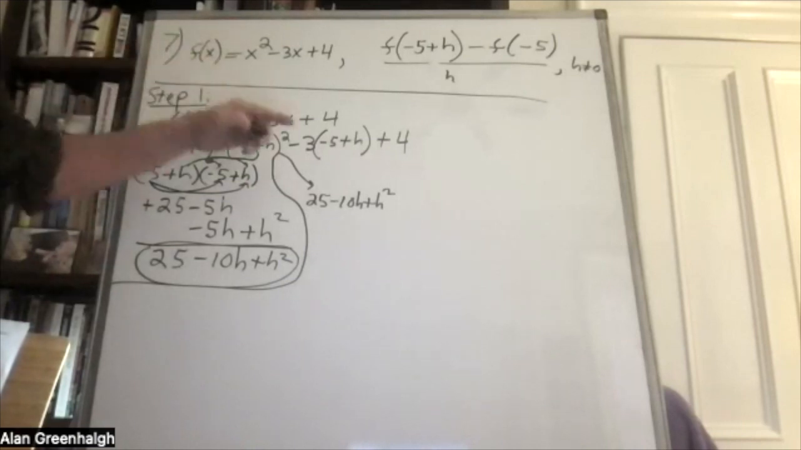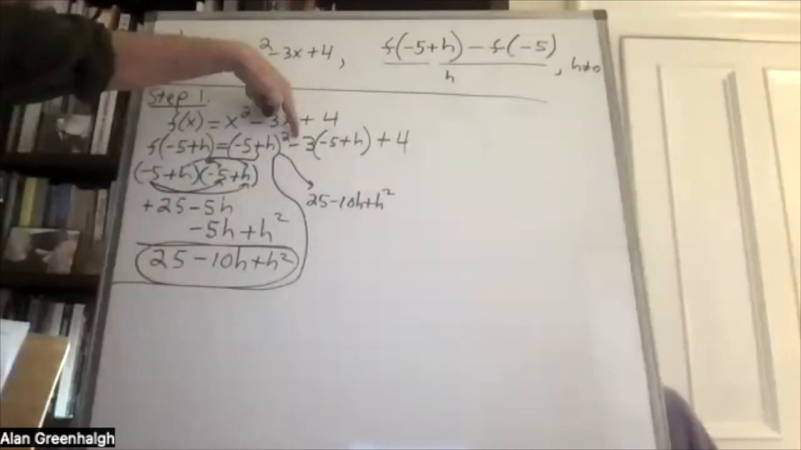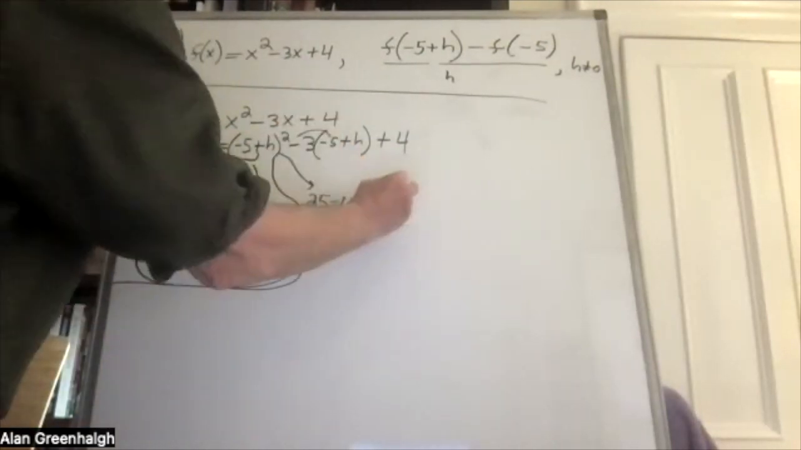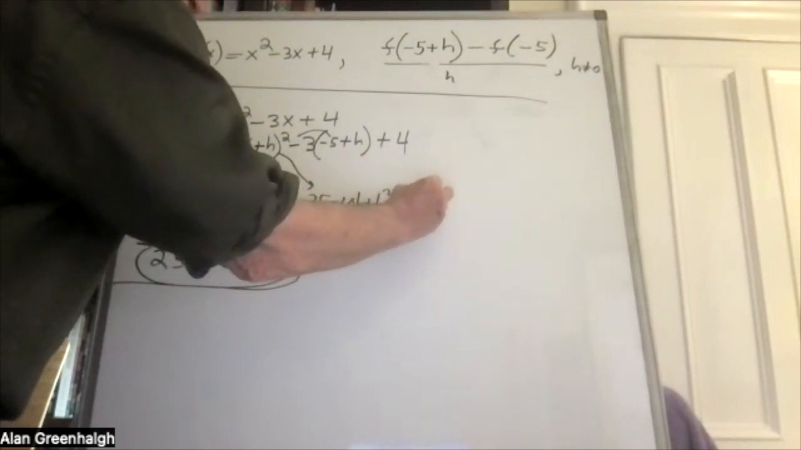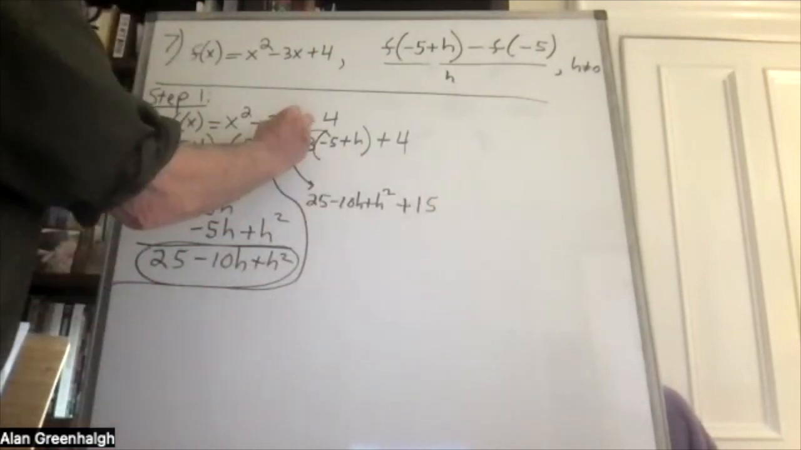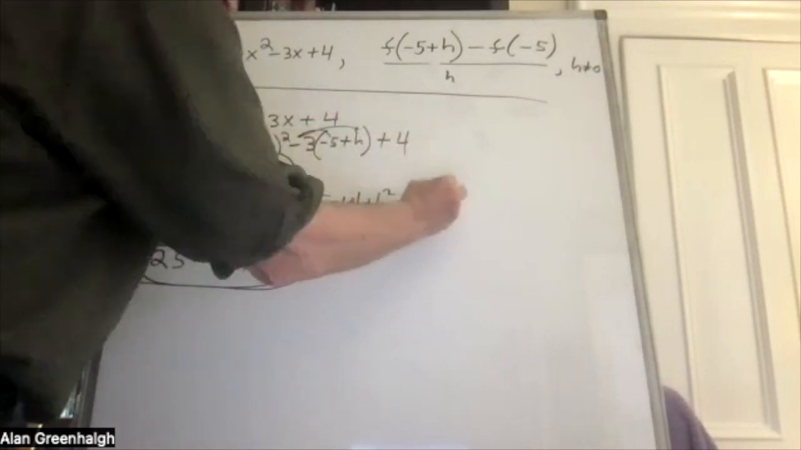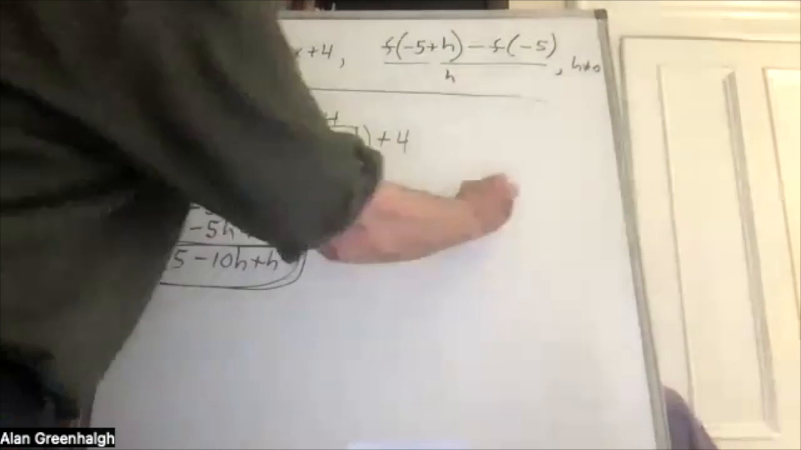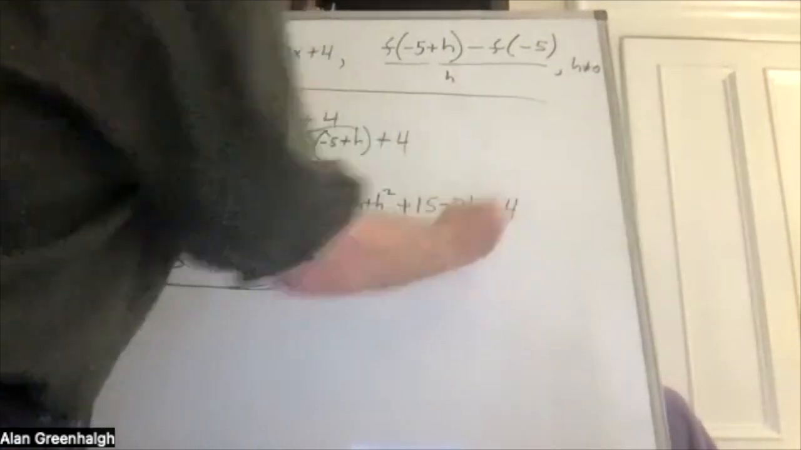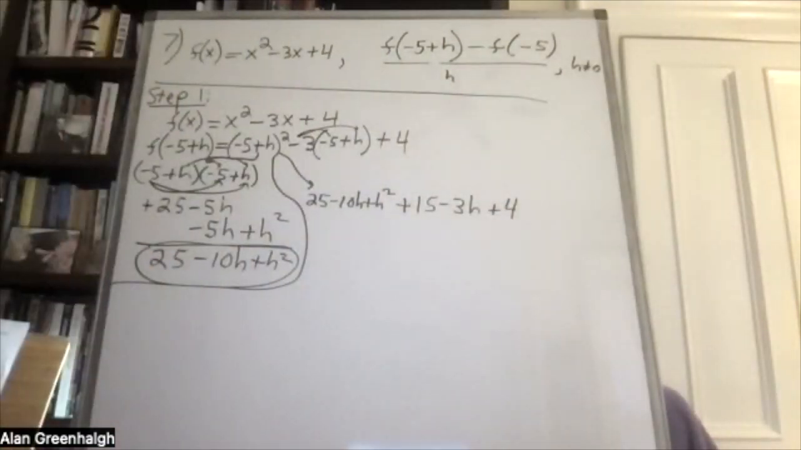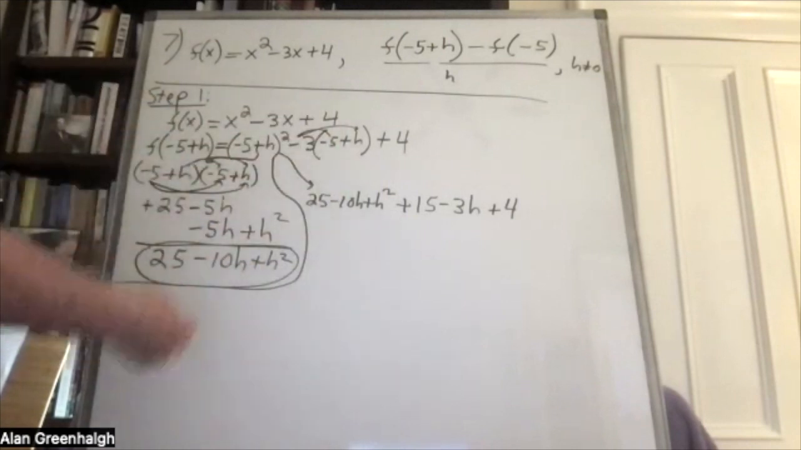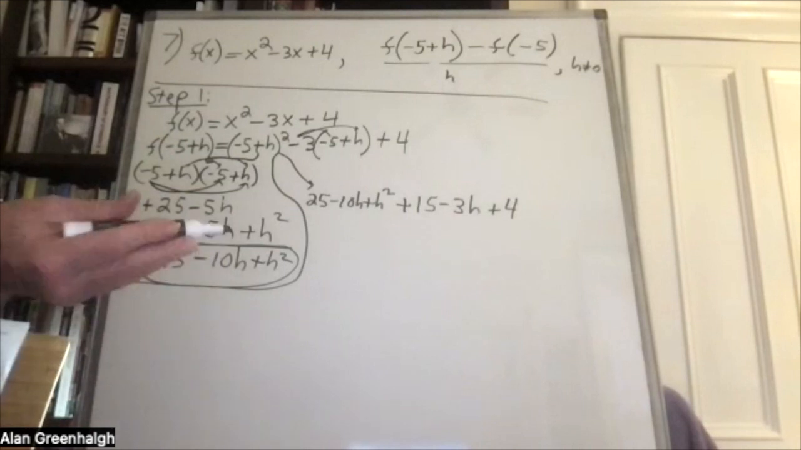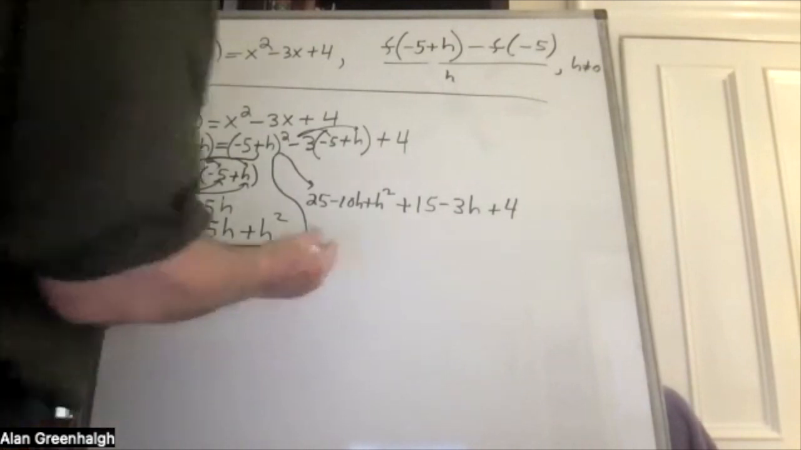And now I'm continuing. -3 times -5 is positive 15. Negative 3 times h, negative 3h. And then just 4. Now, you need to simplify this. This is not very complicated. It's just a question of combining like terms.